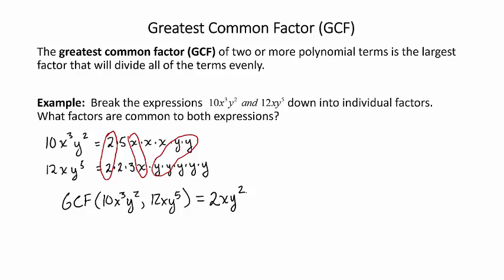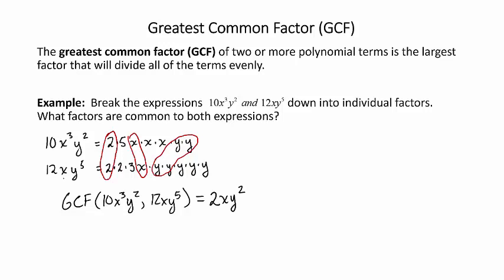So let's just take a look at this for a second. Just look at the numbers, 10 and 12. Well, I know they're both even, so 2 goes into both of them. Does anything bigger than that go into both of them evenly? So 5 goes into 10, but that doesn't go into 12. And 3 goes into 12, but that doesn't go into 10. Right? 4 goes into 12, but that doesn't go into 10. 6 goes into 12, but that doesn't go into 10. So 2 is the only thing, right?